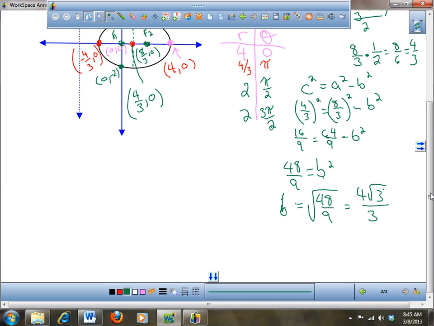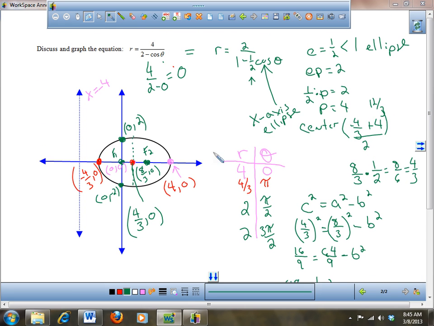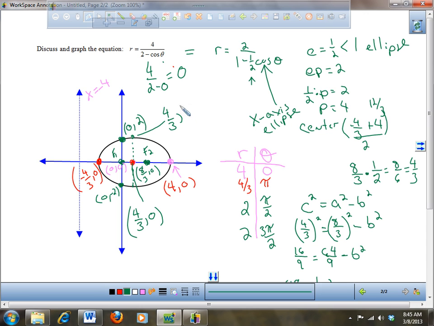On the test, you would just do the root of 48. Okay, so these points right here, since the x coordinate is the same, the center is at 4/3, comma 0, so this one is going to be 4/3, comma 4√3/3. And this point down here would be 4/3, comma negative 4√3/3.